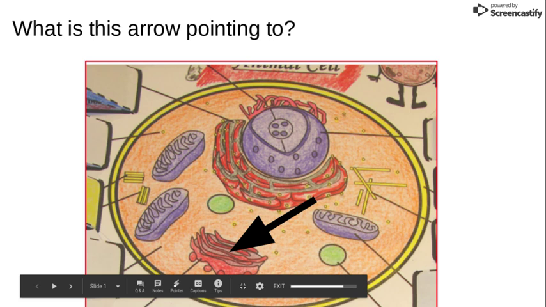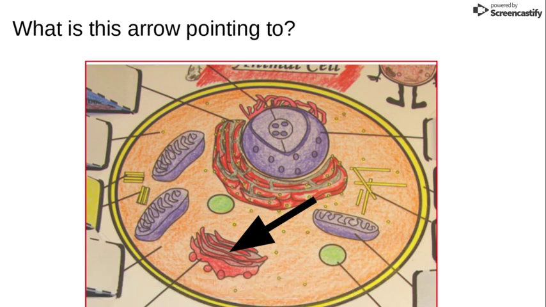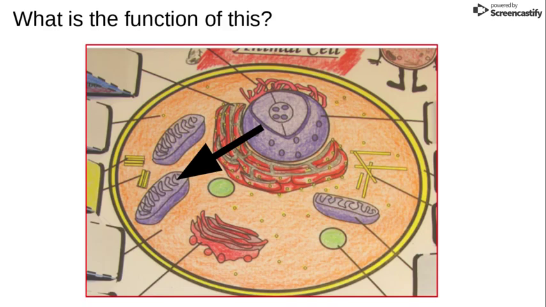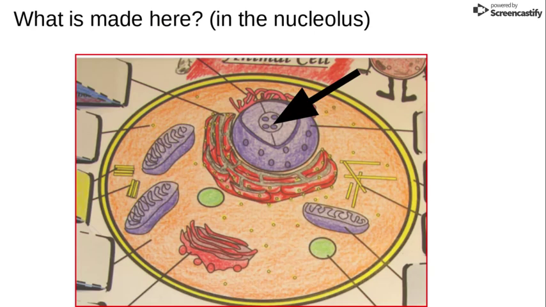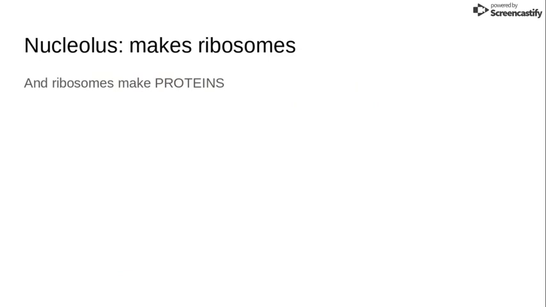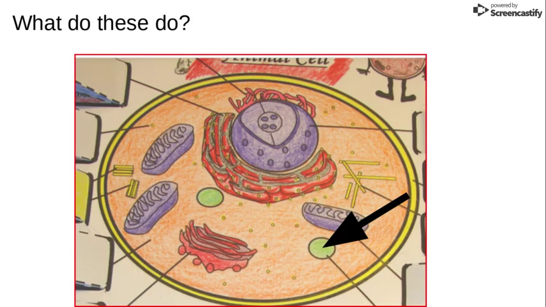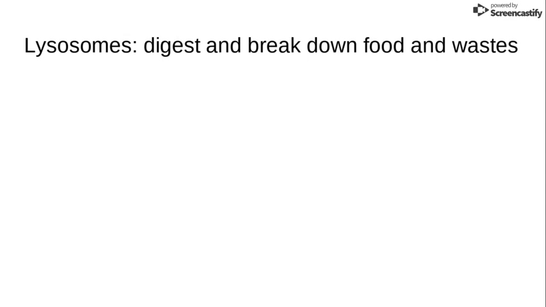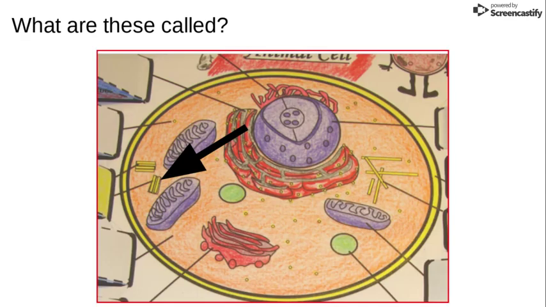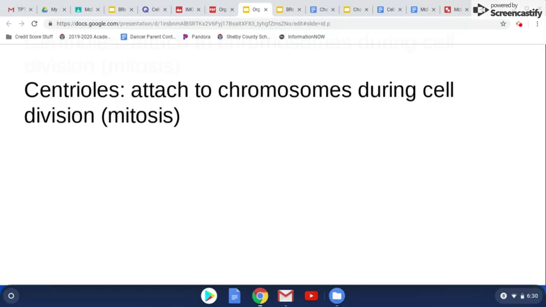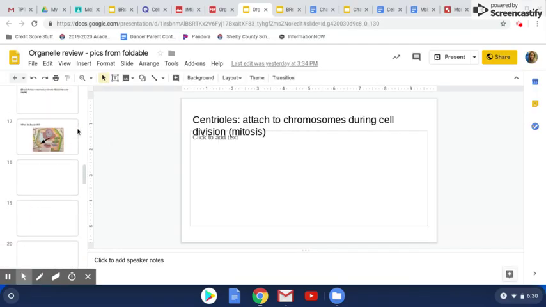And guys, on your quiz, it's the exact pictures that we've been using this whole time. So what is this pointing to? Golgi body. Let's see if you're right. Press the space bar. Sweet. What does this do? Well, we have to know that's the mitochondria, and it makes energy for the cell. What is made here in the nucleolus? Ribosomes. And just as a side note, ribosomes make proteins. The nucleolus makes ribosomes. What do these do? Well, those are lysosomes, digest and break down. Those are our centrioles. So you put that in presentation mode, and it's kind of like Quizlet flashcards.